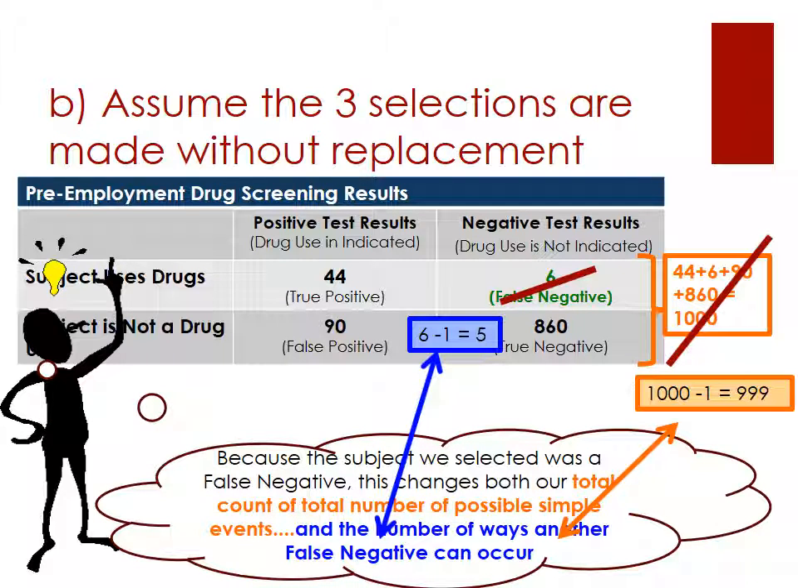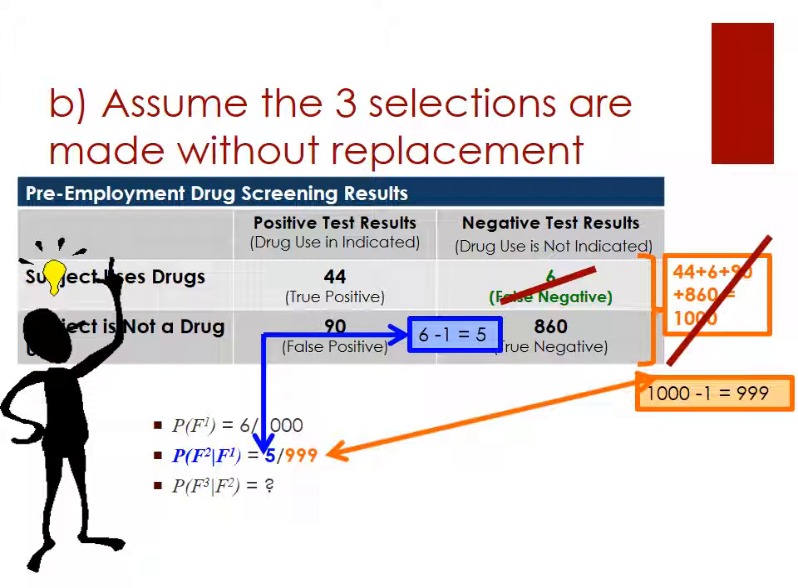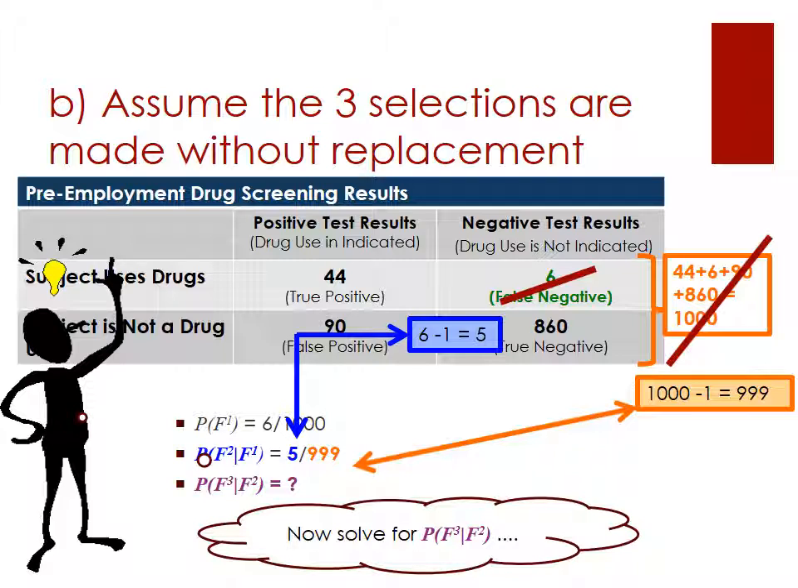It's also going to change the number of ways that another false negative can occur. So again, one of the people we pulled out was a false negative. So in this instance, we're going to have 6 minus 1, which is going to give us 5. Now let's go plug these into our formula. So we get 5 divided by 999. Okay. Now you want to go through and solve the same problem yourself for P of F3 following F2. And when you're done with that, move on to the next slide and we'll check the answers together.